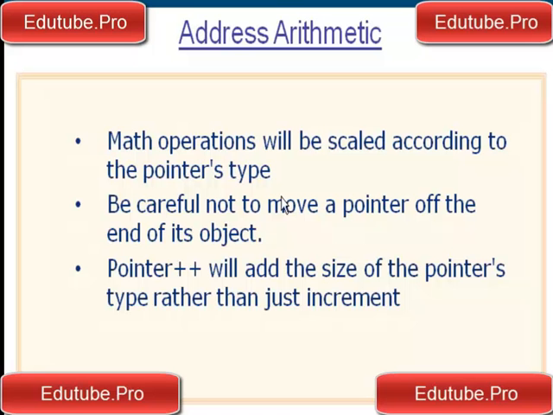Now, when you do this, you have to be careful not to move a pointer off the end of what it points to. If it points to an array of integers or characters, some assembly of these things, then you can't go incrementing off the end of that, or you'll cause an error. But pointer plus plus, minus minus, all of the integer type math functions will add the size of the pointer's type rather than simply increment it. Now, you can't add a float or a double to a pointer, because that doesn't really make any sense to a pointer.